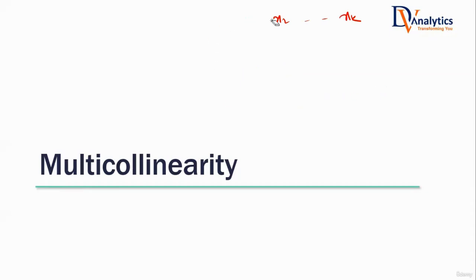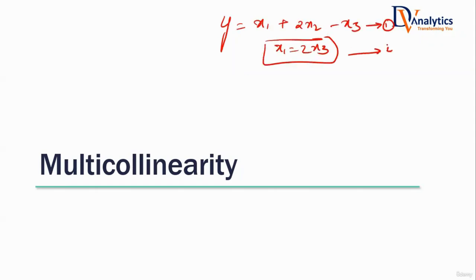Let me prove once again why multicollinearity is an issue. What is the problem that it causes? For example, you're building a model. You finally found that y equals x1 plus 2x2 minus x3. That's the model that I got. Yes, there was multicollinearity. X1 was 2 times X3, but I don't care. What's the problem here? I have got the model. What is the issue? I don't see any issue here.